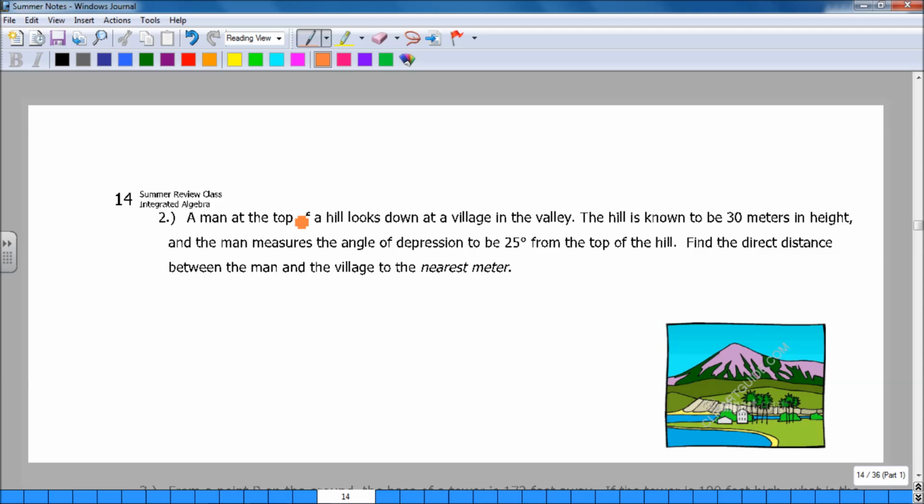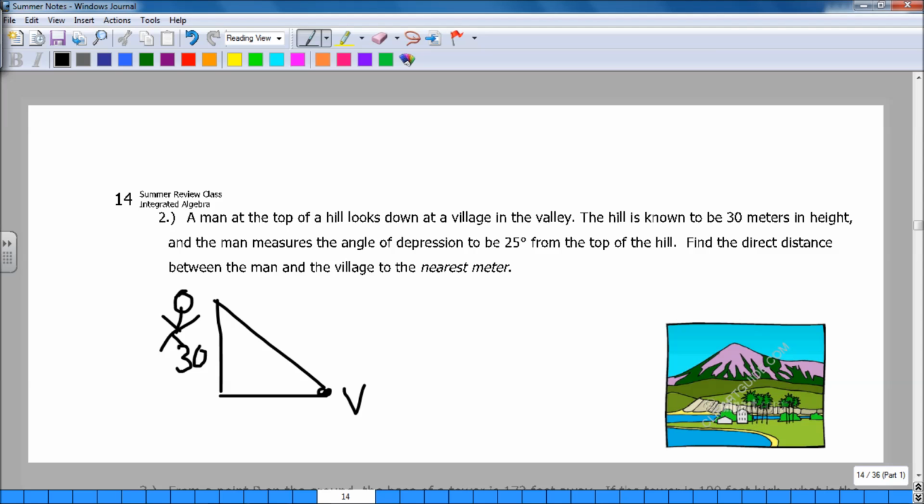Okay. All right, let's look at number 2. A man at the top of a hill. So let's draw a picture of it right away. Here's my man. He's at the top of a hill. So here's my hill. He looks down at a village in the valley. So this point right here is my village in the valley. The hill is known to be 30 meters in height. So I'm going to label this right here as 30 meters.